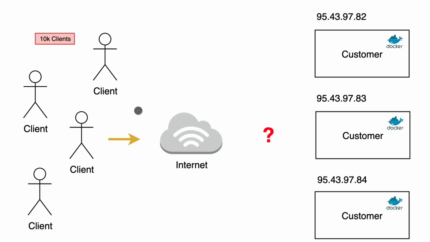Or maybe you could implement some logic in the client that has a list of all the IP addresses for all of your instances, and so on and so forth. But no one does that. So how are you meant to access your applications in this scenario? Well, this is what load balancers solve.